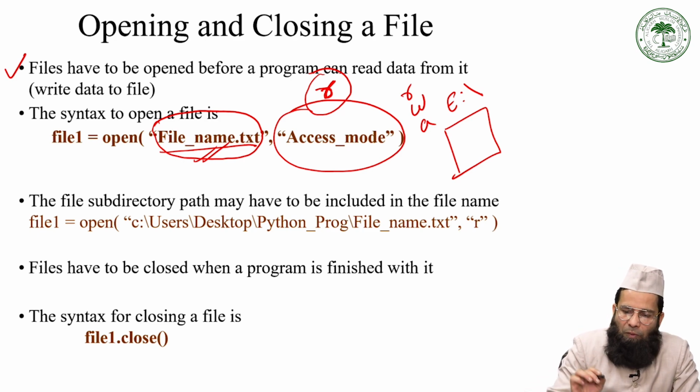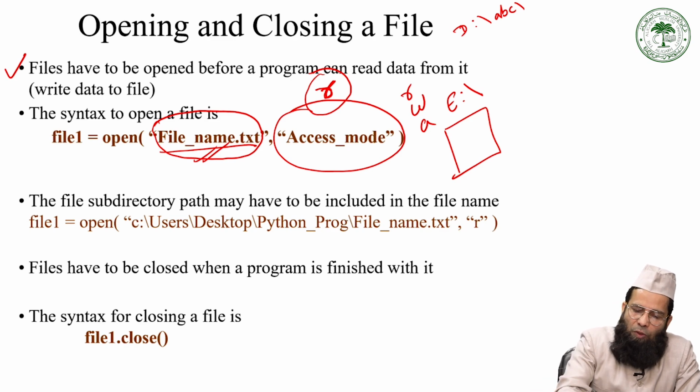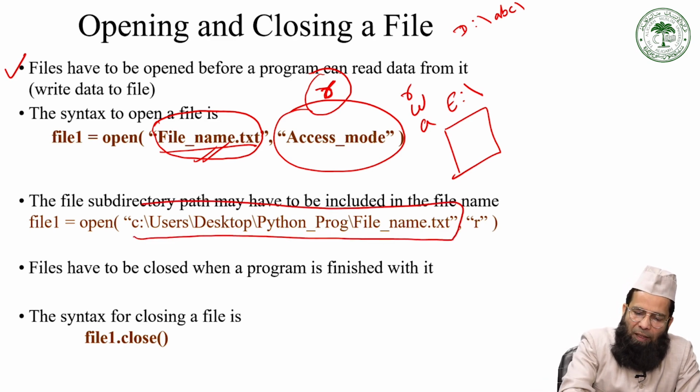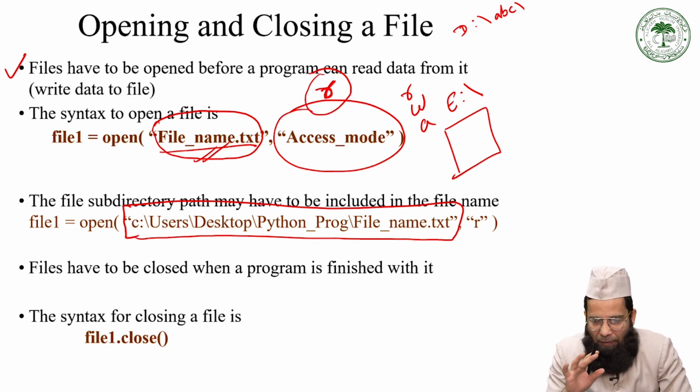And if you need to access a file in, let's say, the D directory, inside the ABC folder, then you need to provide the whole path of your file where it is residing. So the main thing here is that you need to provide a file name with an access mode.